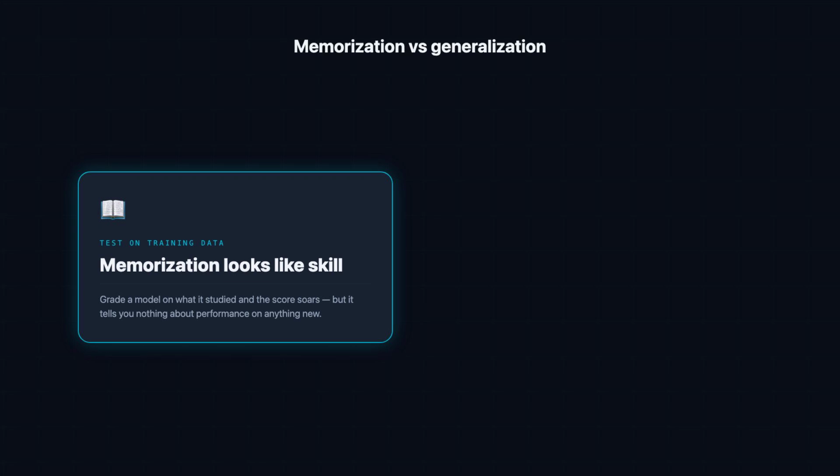Now let's make the whole point crystal clear with a simple side-by-side. Grade a model on the same data it trained on, and pure memorization looks exactly like skill. The number climbs beautifully, you feel great, but it tells you nothing at all about how the model behaves on anything it hasn't already seen. You've measured recall of the answer key, not understanding.